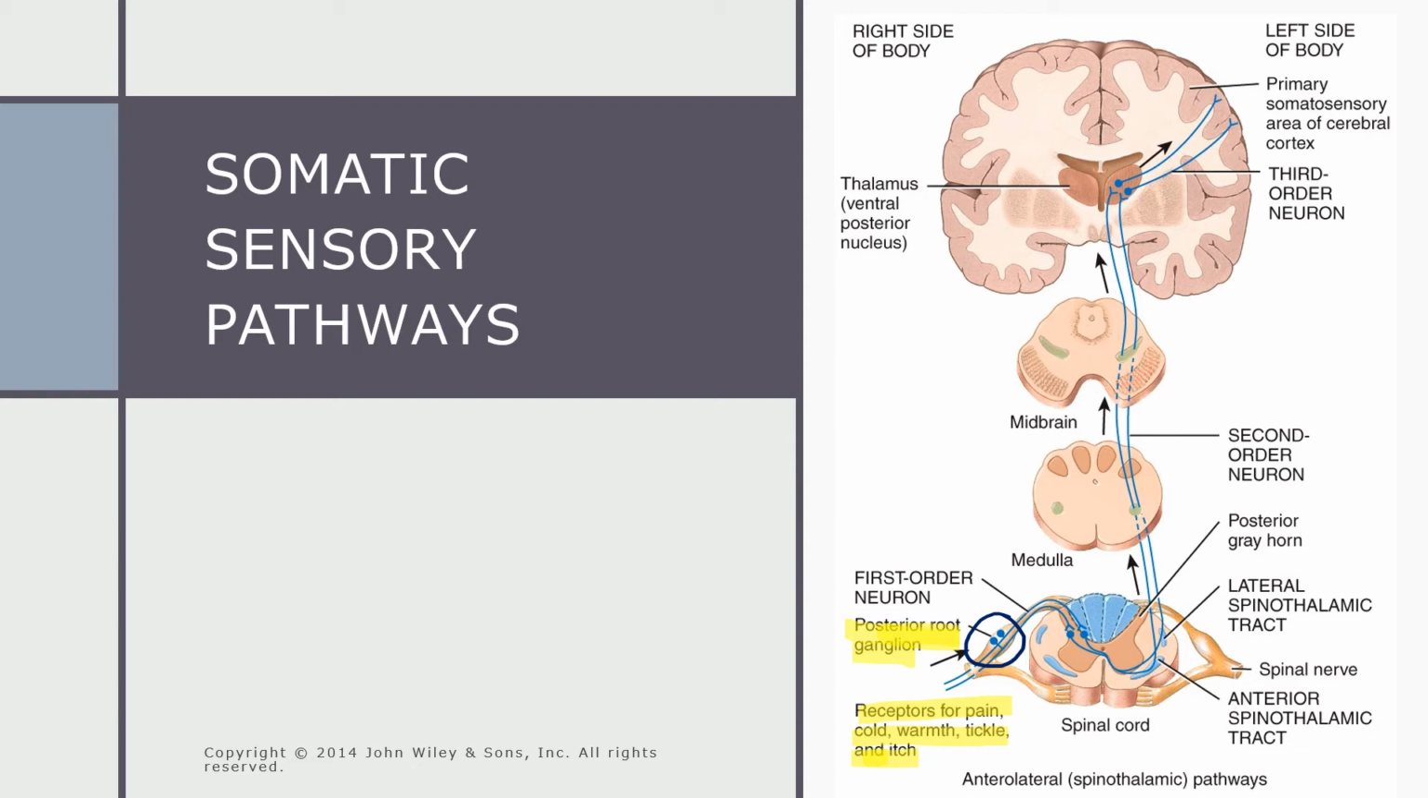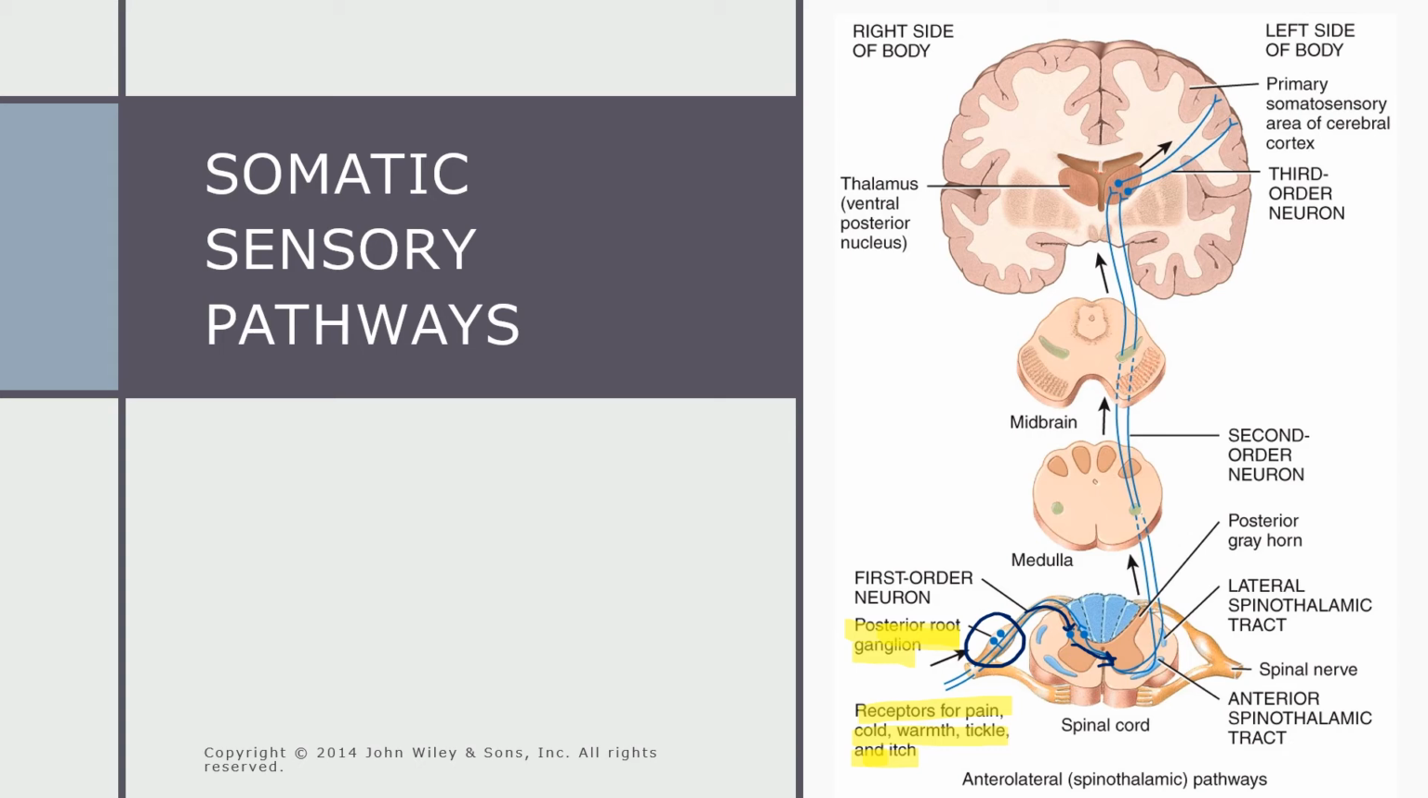And these axon terminals of the first order neurons will then synapse with the second order neurons, whose cell bodies are going to be in the posterior gray horn of the spinal cord. So that's where the cell bodies of the second order neurons are. So it's a lot different than the last pathway that we looked at. Now, axons of these second order neurons will actually cross to the opposite side of the spinal cord, right where they enter. So these first order neurons will enter the spinal cord, synapse with the second order, and at that same level in the spinal cord, those second order neurons will decussate.